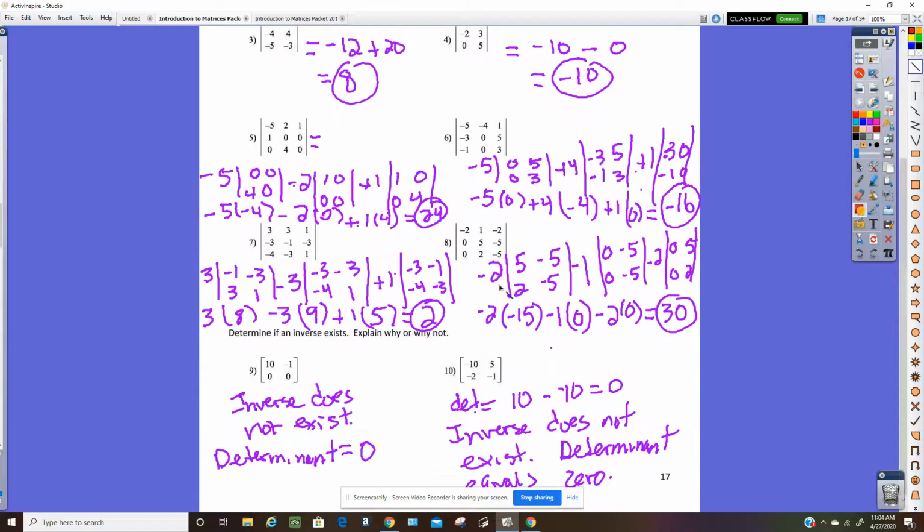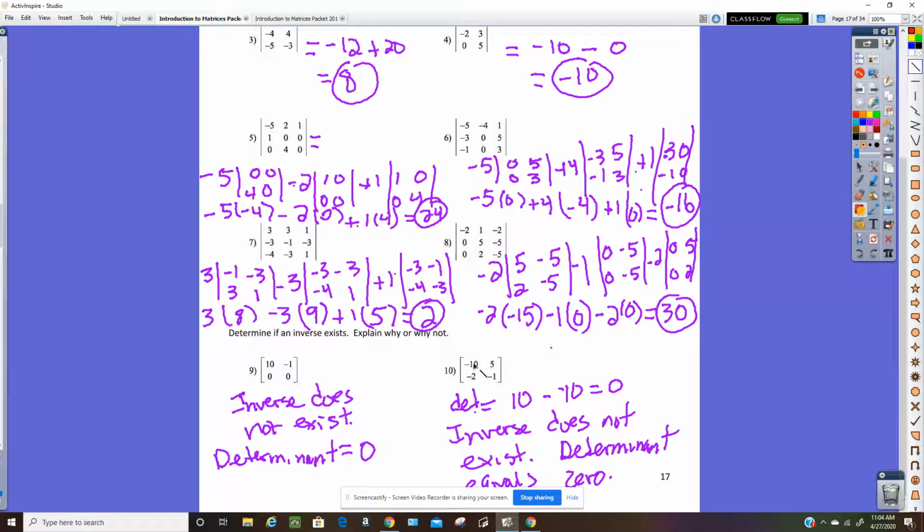So we skip these middle ones, these 3 by 3s, and then down at the bottom, determine if the inverse exists. So the inverse does not exist here because you have 0 minus 0. The determinant is 0, so it doesn't exist.